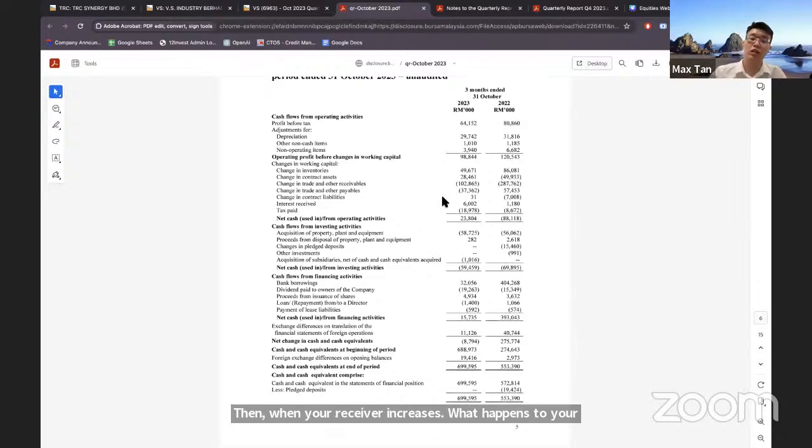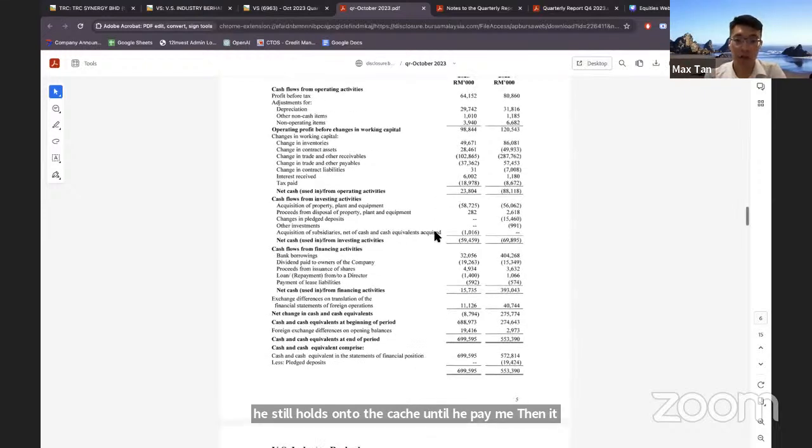That means that my cash is now my receivable. Okay, that means that the person haven't paid me. Effectively, he still holds on to the cash until he pays me. Then it would affect my cash from operating activities, right?